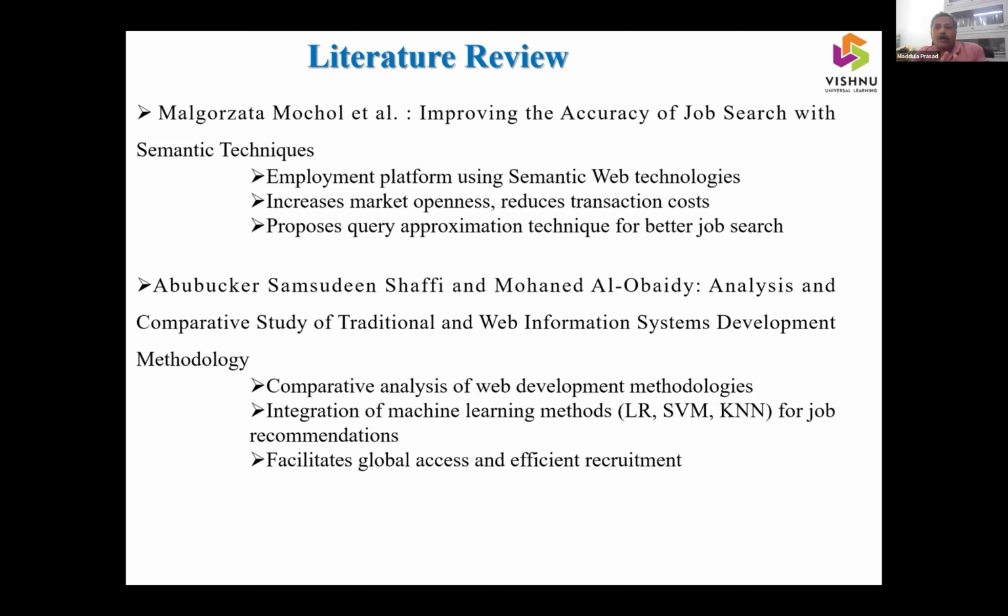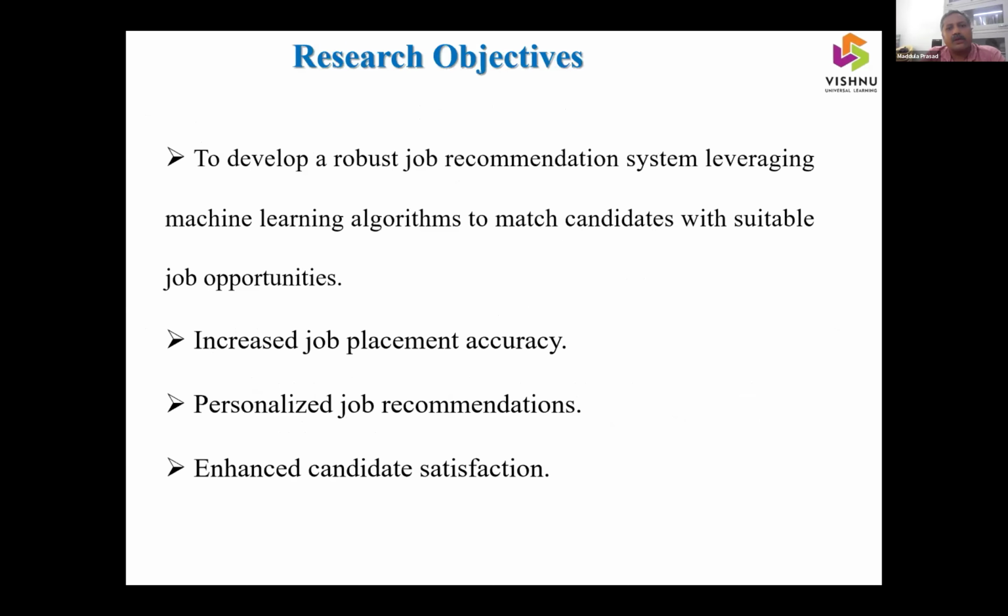On the job seeker side, they applied various machine learning algorithms, which will be discussed in the proposed system. The machine learning algorithms were applied for improving the performance of the job mapper portal by Abdikar, Samsuddin, Shafi and Muhammad Obadi. We are taking 5 papers from the last 2 decades to the current one. In between there are so many papers, but we are giving sample papers in sequential order. Finally, we are putting forward the research objectives of my proposed system.